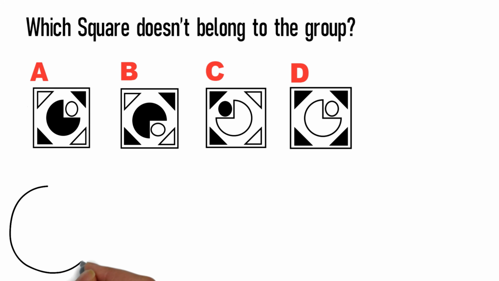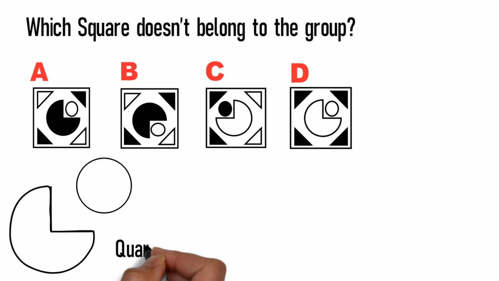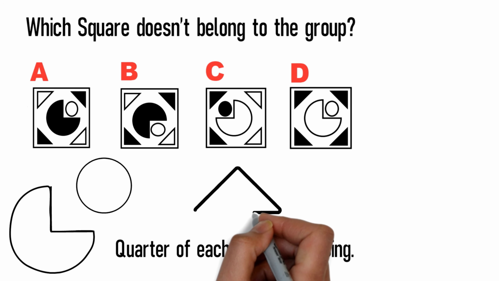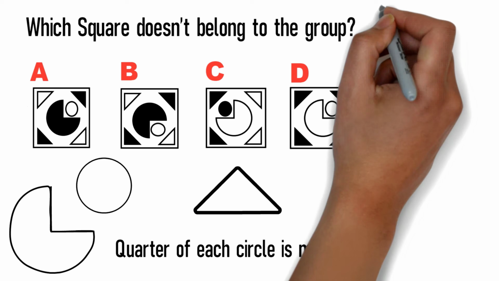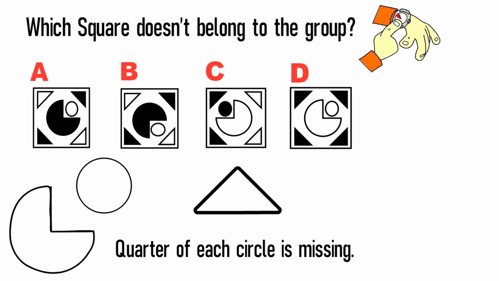Each square contains 2 circles inside. In the large circle, a quarter of each circle is missing, and instead replaced with the small circle. All squares also have triangles in the corner. Give yourself 5 to 10 seconds to see if you can come up with the answer. Do you see the answer?